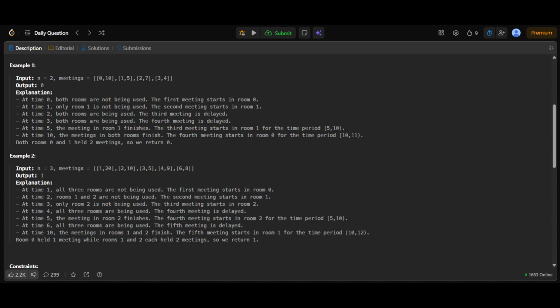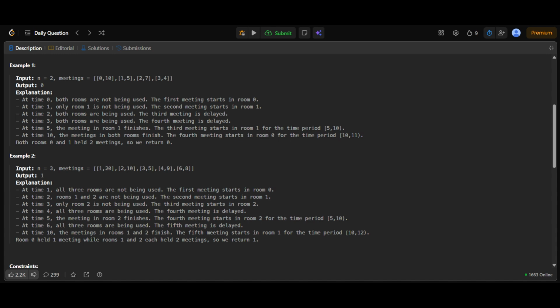At time 5, room 1 becomes free. At this moment, among all delayed meetings, the one that originally started earlier is given priority. That is the meeting that originally started at time 2, and it is scheduled in room 1 for the same duration, ending at time 10.